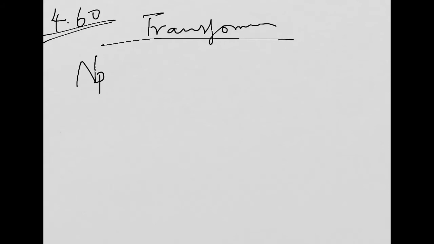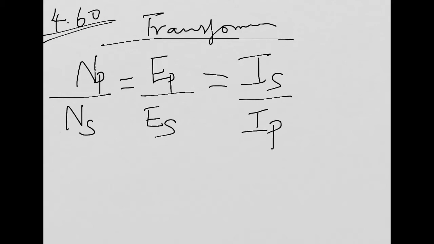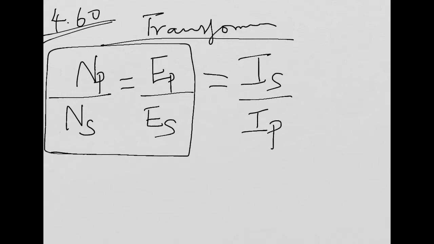Primary number of turns NP by secondary number of turns NS is equal to primary voltage by secondary voltage, but it is equal to secondary current by primary current. That is, number of turns and voltage are directly proportional, whereas current alone is inversely proportional. Okay, got to be very careful about this.